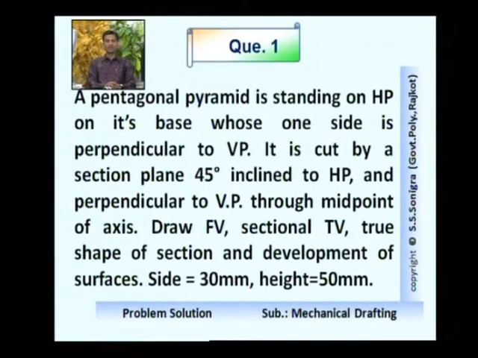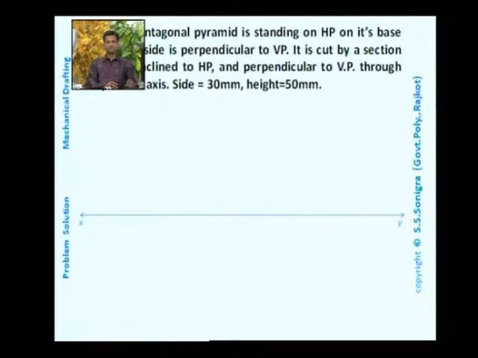So first we need to identify the midpoint of the axis, and then from that midpoint, that means at a height of 25 mm from the base, we have to draw a cutting plane line which makes an angle of 45 degree with the XY line. After that we cut in the front view and project those points to the top view, and we can draw its sectional top view. And after transferring the points perpendicular to the cutting plane line, we can draw its true shape, and after that we will draw the development of the outer surface. So first let me draw its top view in which one side is perpendicular to the XY line as shown over here.